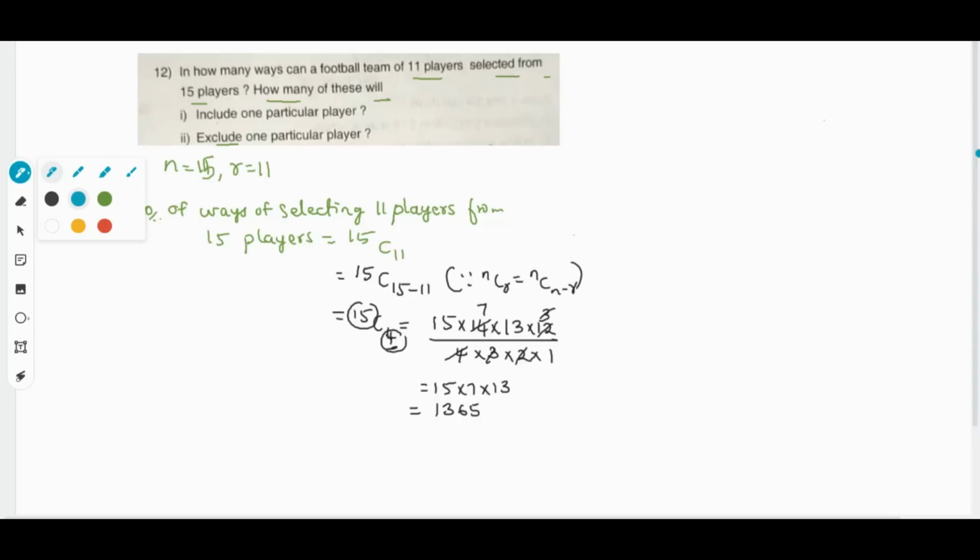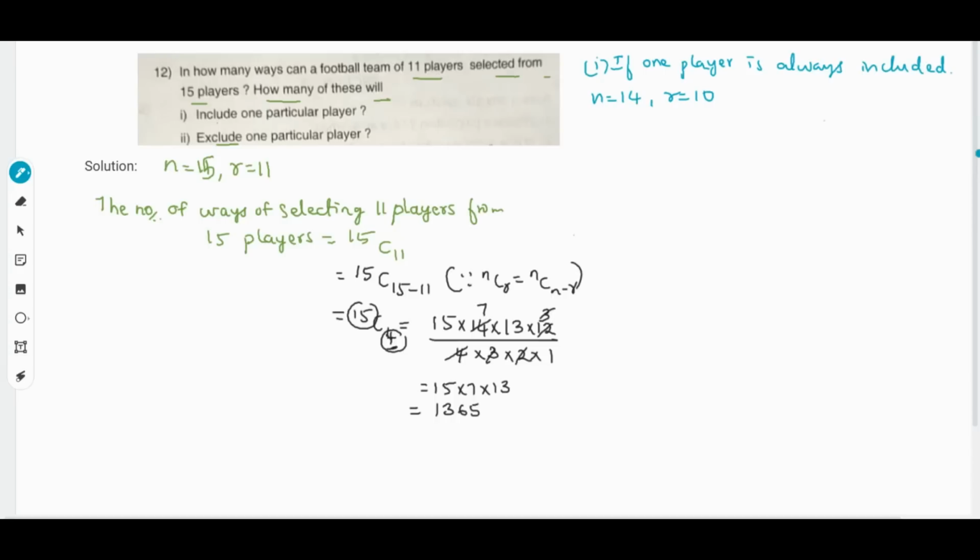Then sub question 2 is including one particular player. So the first condition: if one player is always included, what we are going to do is subtract 1 from n, which becomes 14, and 1 from r, which becomes 10. So it will be 14C10.